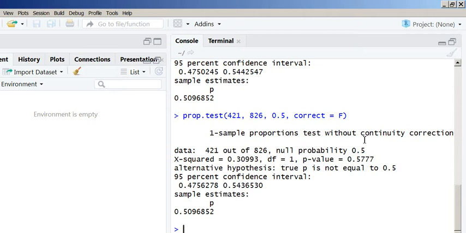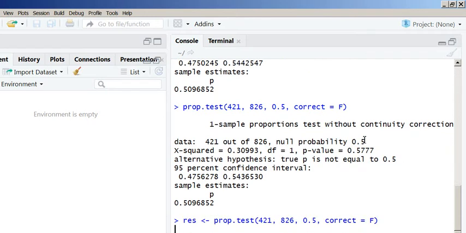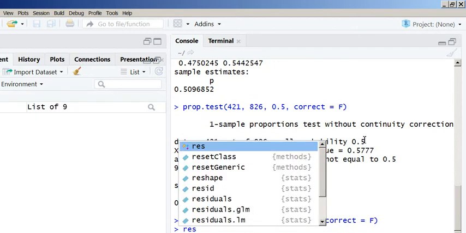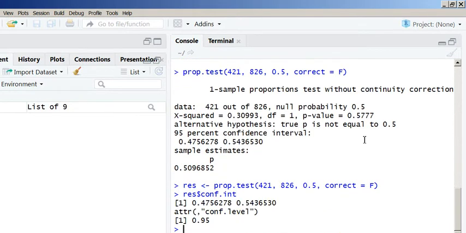Okay, now confidence interval is computed for us. 0.4756278 to 0.5. If I want to just look at it directly, I'll put the result of my prop.test into res, and then I type res conf.int, and it comes up in this way. Okay. Now let's go ahead with our values.